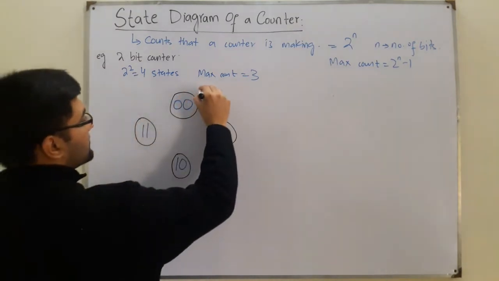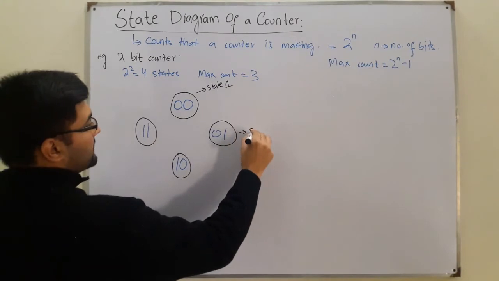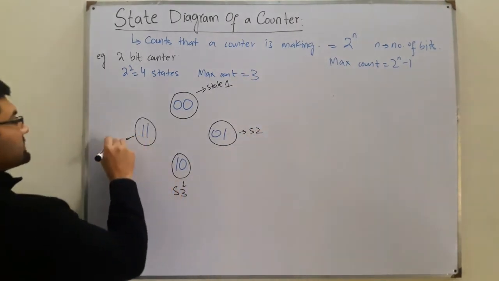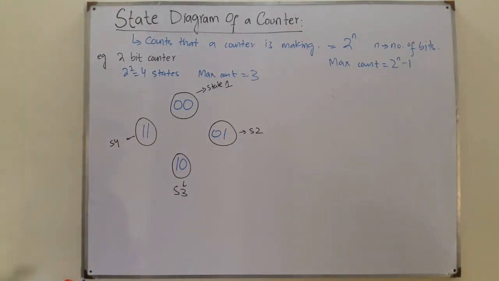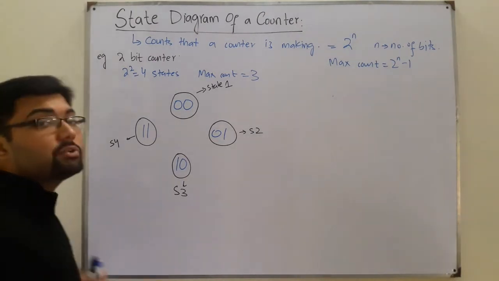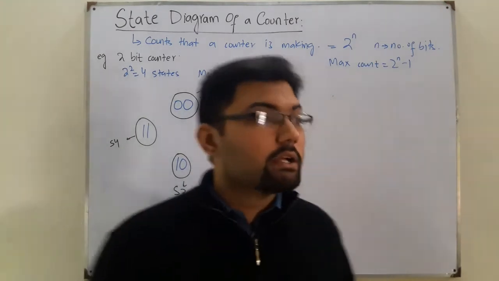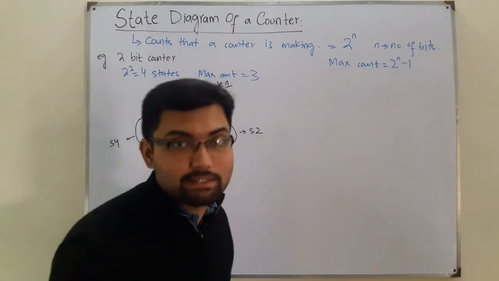This is state number 1. This is state 2. This is state 3, and this is the final state 4, or the maximum count is 3. Now this could be either an up counter or a down counter. So you have to indicate which direction the counter is counting. For example, you have to indicate the present state and the next state.